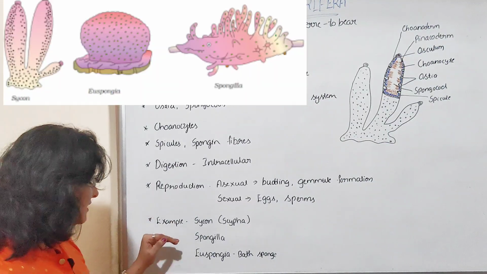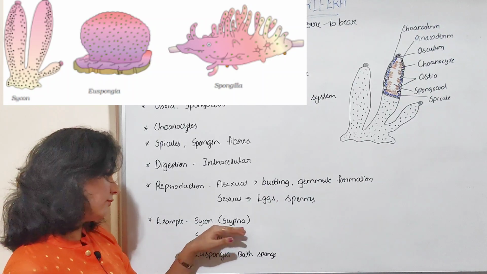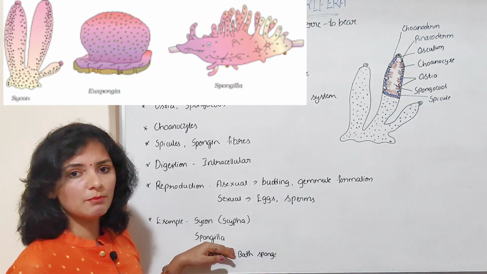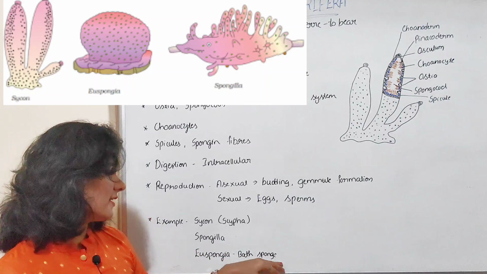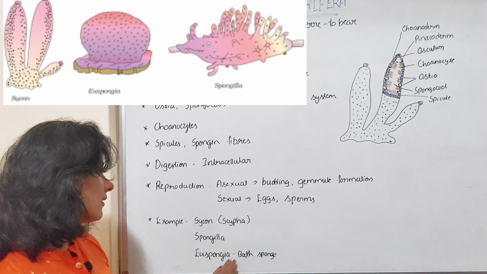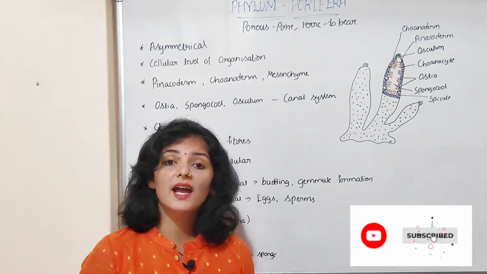If we talk about examples of poriferans, the main example is Sycon, which is also called Scypha. Next is Spongilla, an example of a freshwater sponge. Next is Euspongia, which is commonly called the bath sponge. So these are the three main examples of poriferans. So that is about the characteristics of poriferans.